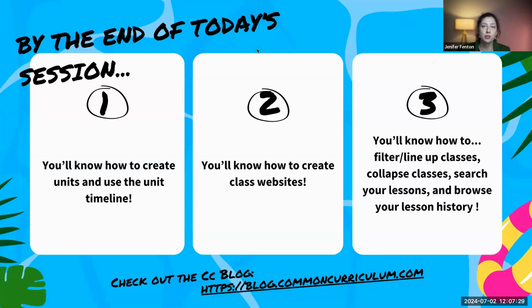By the end of today's session, you'll know how to create units and use the unit timeline. You'll know how to create class websites. And then I also want to go through a few other little features that I think teachers just kind of discover on their own. But I do have questions coming through on support quite often about things like this. And I just think it's because we don't really point it out when you're setting up your plan book, so these might be features that you miss. They're just a few little things that I want to make sure you know are there, and it might help you as you're planning your lessons. So: filter lineup classes, collapse classes, search your lessons, and then also browse your lesson history.